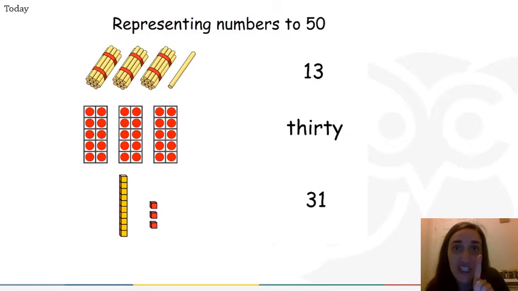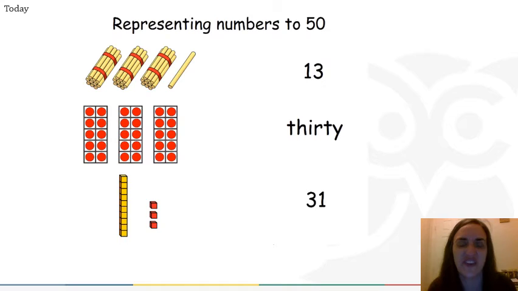Okay, can you pick up your magic pencil? I'd like you to use your magic pencil to, first of all, work out what the numbers are that are being represented in straws, 10 frames and base 10 blocks. Then you're going to see if you can spot the number at the other side. With your magic pencil, you're going to draw a line between them. Pause the video, see if you can work out which one is which.